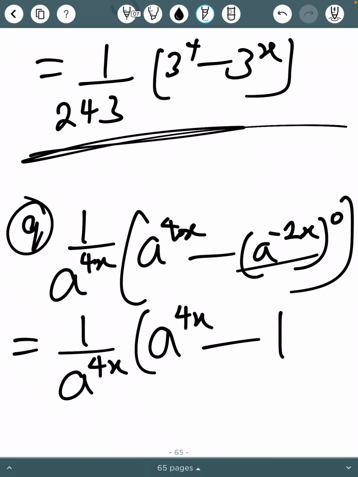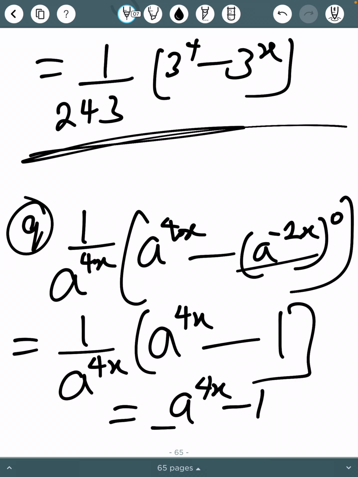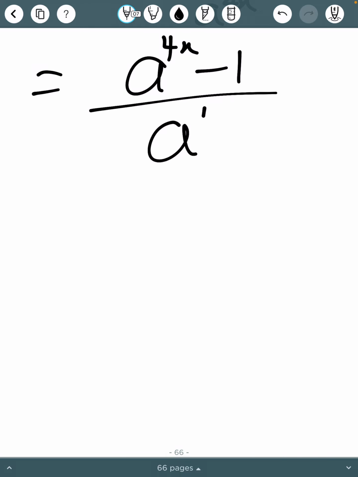So my answer is a raised to the power 4x minus 1 over a raised to the power 4x. So I think that solves the problem. A raised to the power 4x minus 1 over a raised to the power 4x. If I need to simplify, a raised to the power 4x minus 1 over a raised to the power 4x will become a raised to the power 4x minus 1.